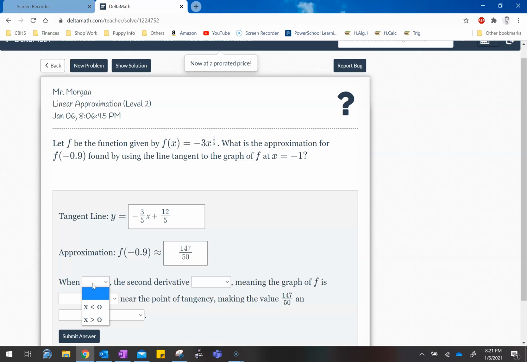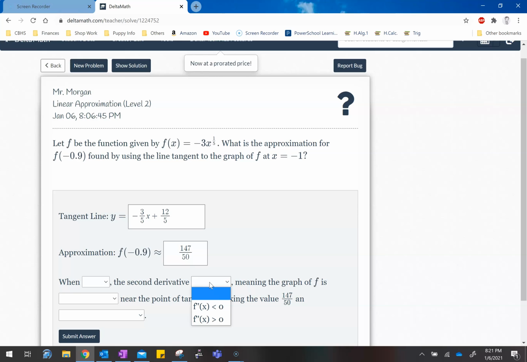It says when x is less than 0 or greater than 0, the second derivative. This is going to ask some questions, and I do have to apologize in advance for not really having spelled that out in person. But remember, the second derivative just means that it's the derivative of the derivative. And the second derivative is a way for us to use a test of concavity.